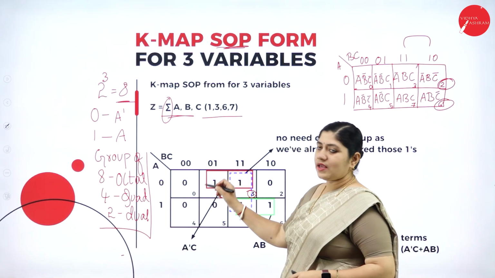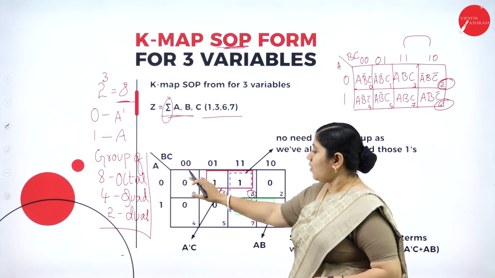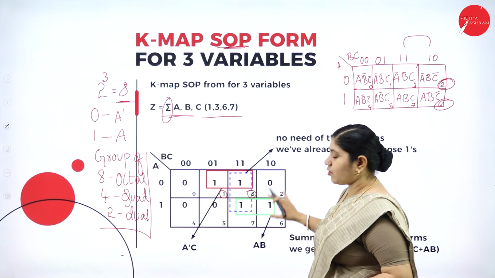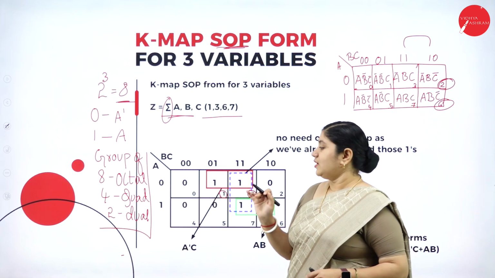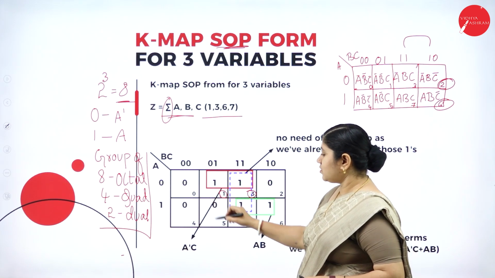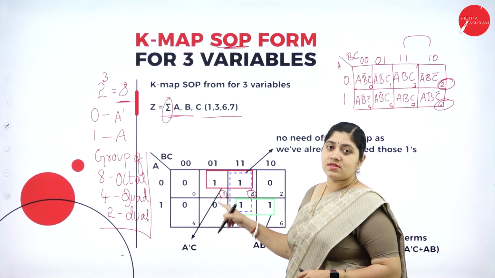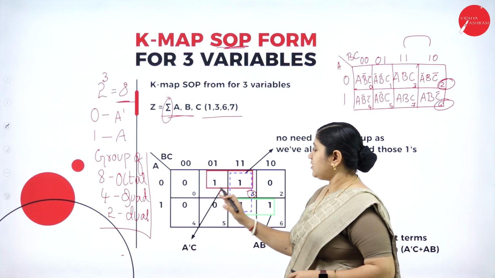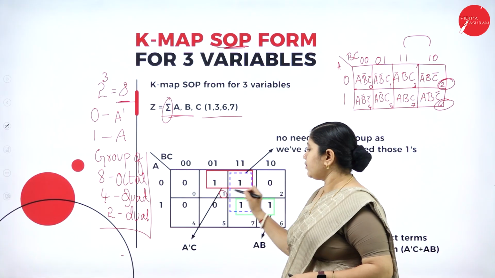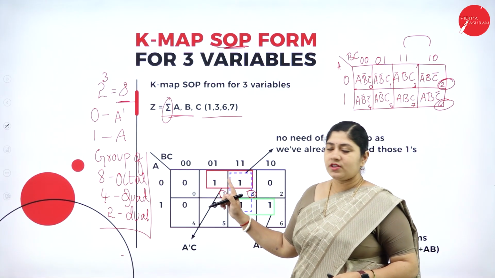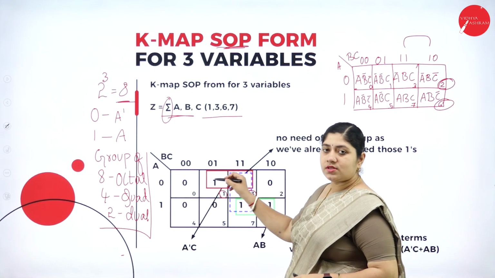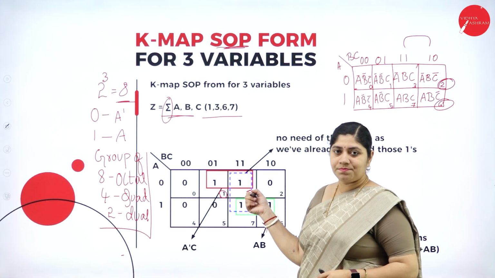The first group I can form here: an octal is not possible, 8 cells, no. A quad is also not possible because the ones are not in a single group. If we had a 1 here, then yes, a quad was possible, but here there is no 1. So we have to group a dual now. The first dual is this one, in the red rectangle.